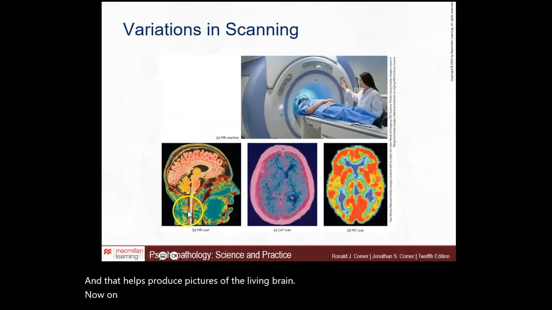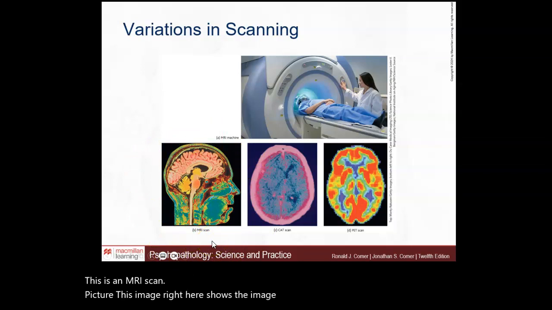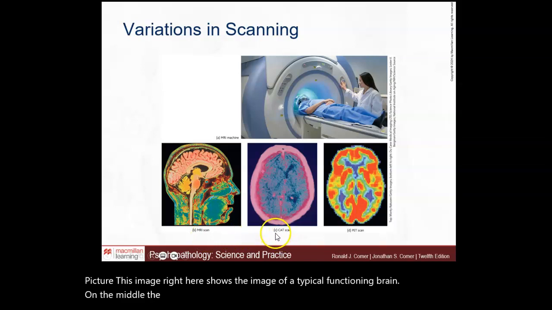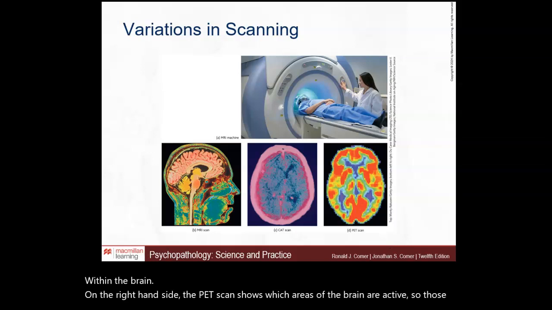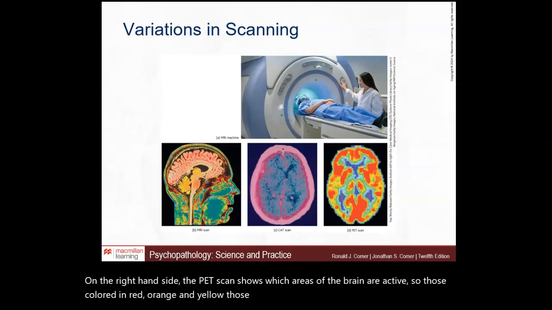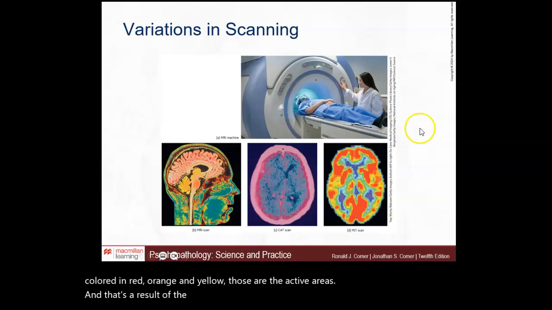Now on the lower left-hand side, this is an MRI scan picture. This image right here shows the image of a typical functioning brain. On the middle, the CAT scan reveals a mass of blood within the brain. On the right-hand side, the PET scan shows which areas of the brain are active. So those colored in red, orange, and yellow are the active areas. And that's a result of the individual being stimulated.